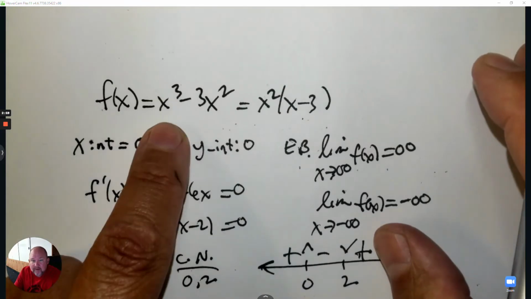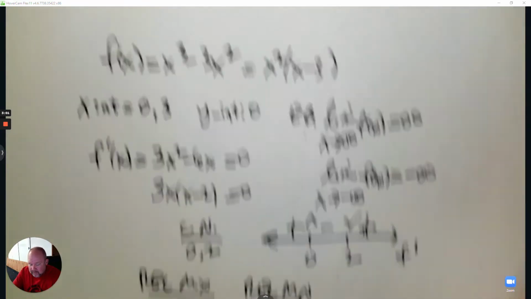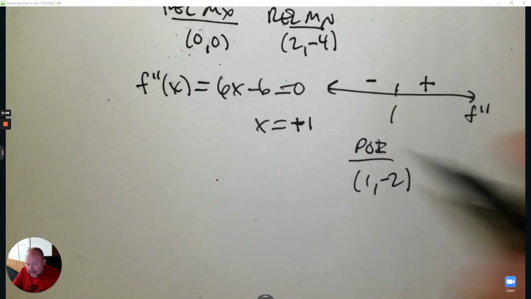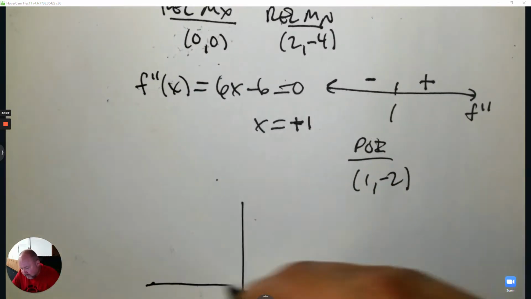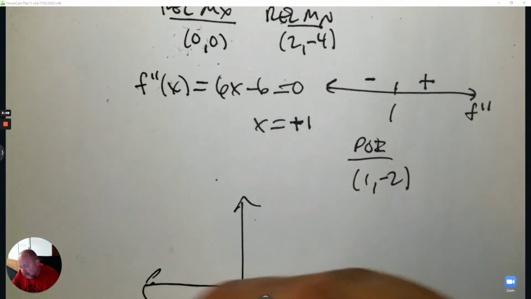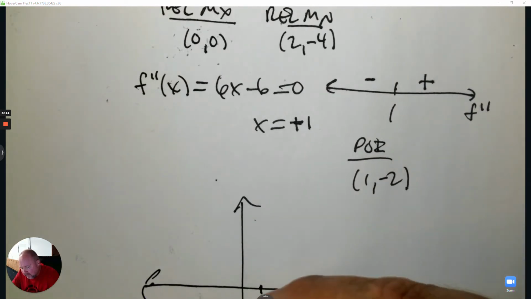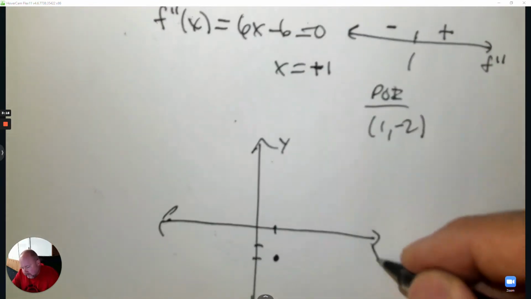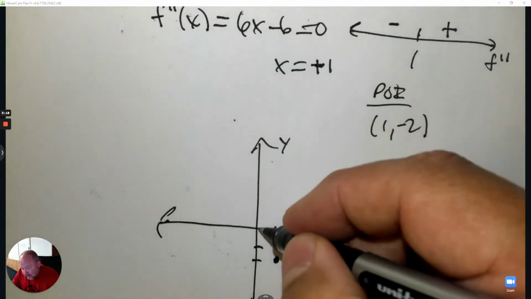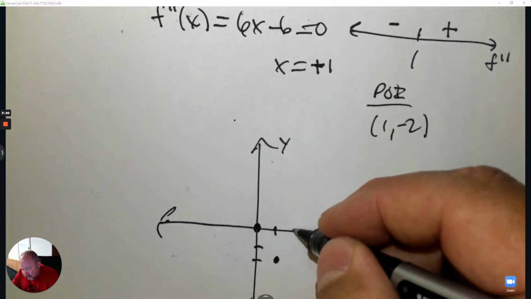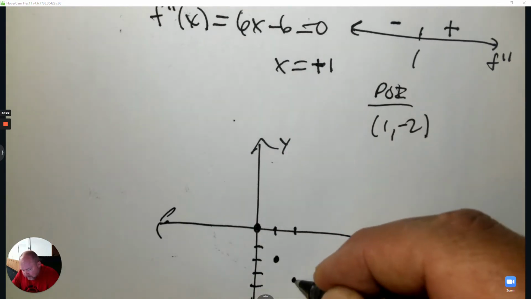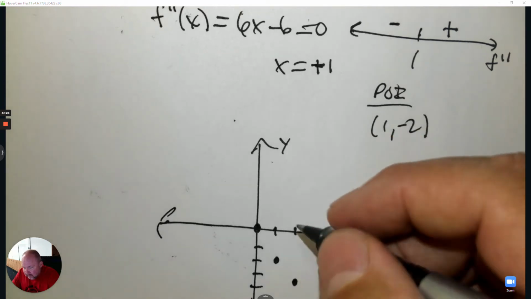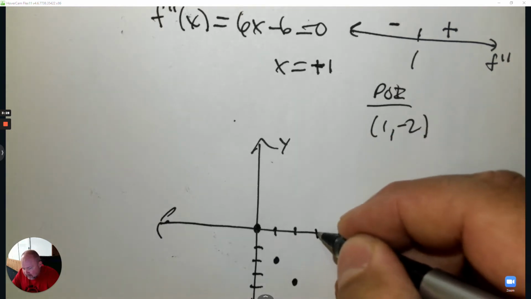So if I plug 1 in here, it's 1 take away 3, so there's a point of inflection at (1, -2). Now, if I sketch this, I'm going to plot the points I just came up with, like (1, -2). I'm going to plot (0, 0), (2, -4), and the intercepts, which are 0 and 3.